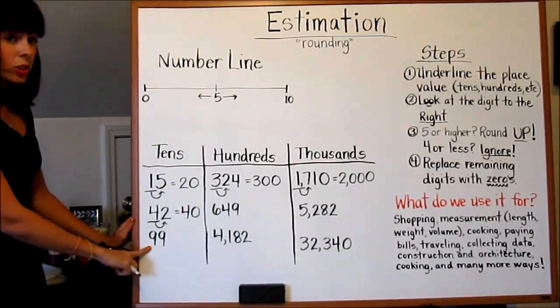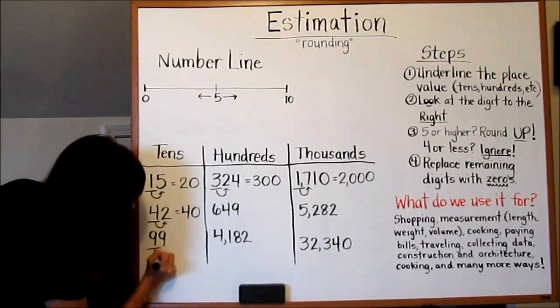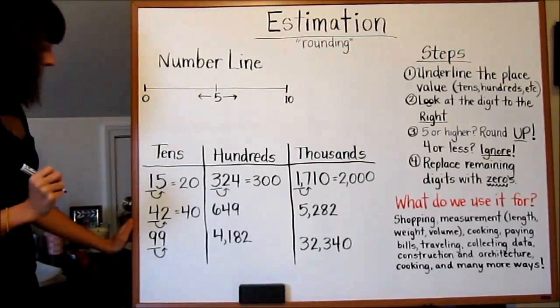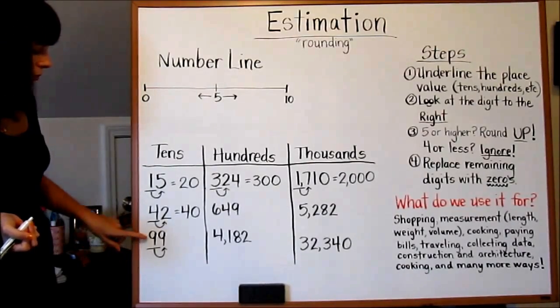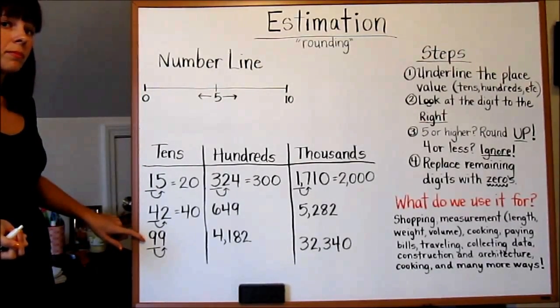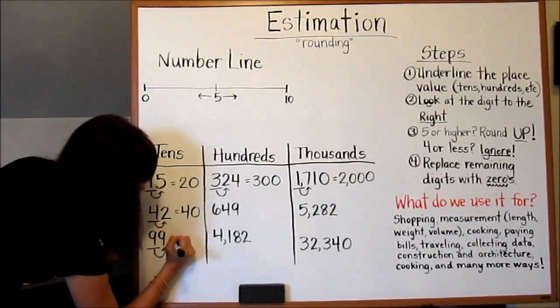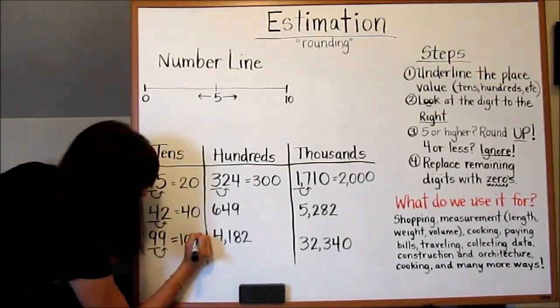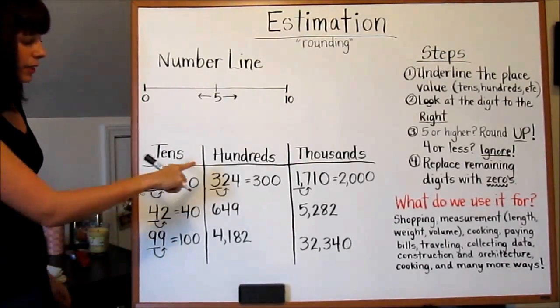Now this one gets kind of tricky. Same thing, underline the tens place. Look to the number immediately to the right. Well, 9 tells me to round up. Well, what does that become? You're right, it becomes 100. Awesome job.